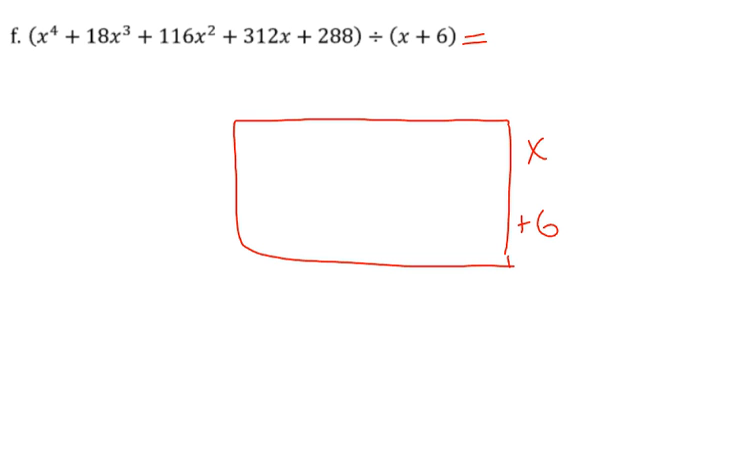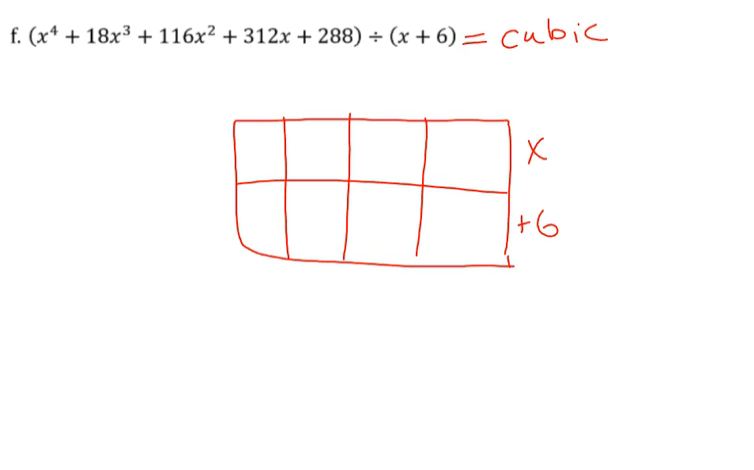X to the 4th divided by x is going to be cubic. It's going to be an x cubed, because x to the 4th divided by x is x cubed. So I need an x cubed column, an x squared column, an x column, and a number column. So I need 4 columns.